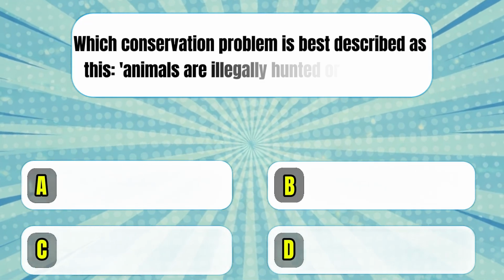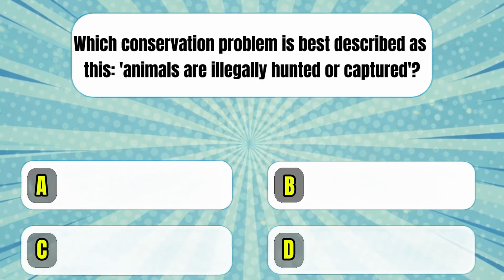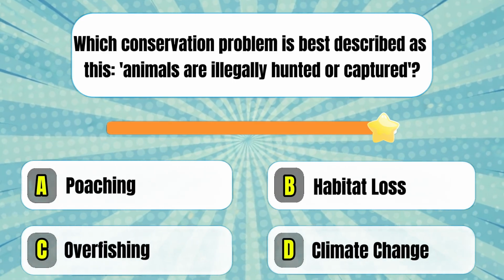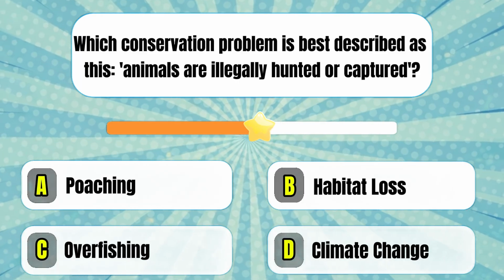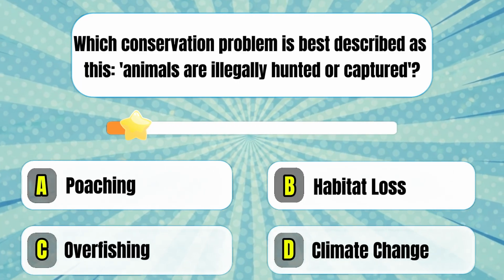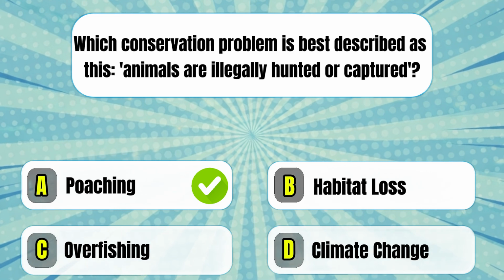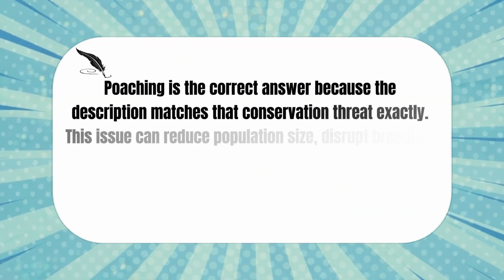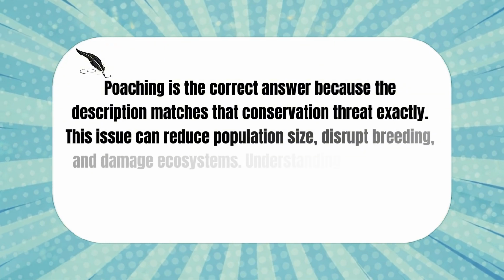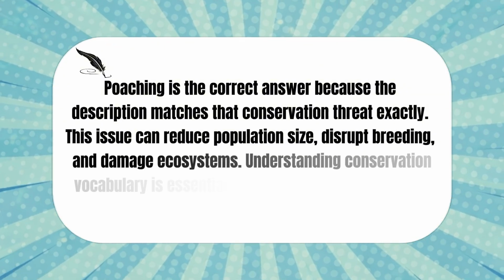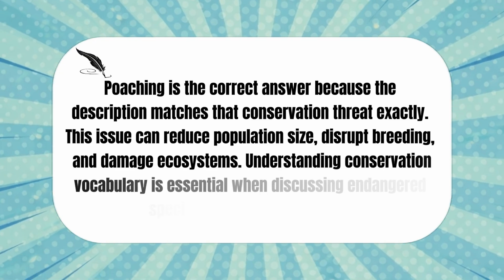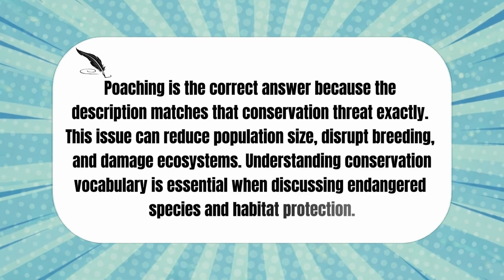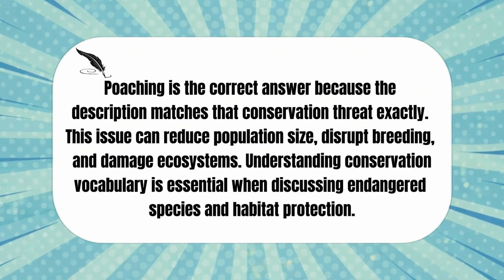Which conservation problem is best described as this? Animals are illegally hunted or captured. Poaching is the correct answer because the description matches that conservation threat exactly. This issue can reduce population size, disrupt breeding, and damage ecosystems. Understanding conservation vocabulary is essential when discussing endangered species and habitat protection.